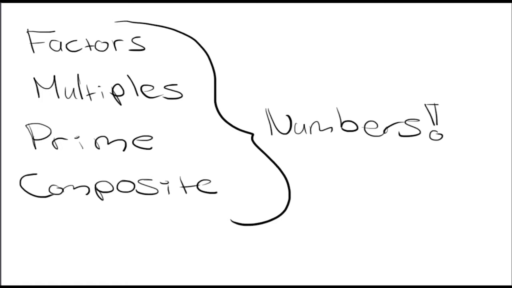Okay, so in this video, we're going to be looking at what are factors, what are multiples, and what are prime and composite numbers. This is a bit of an introduction to your algebra, because you're going to be using all of these types of numbers when dealing with algebra in maths. It's very important to understand what is a factor, what is a multiple, and what is a prime and composite number. So let's get into, first of all, what is a factor.